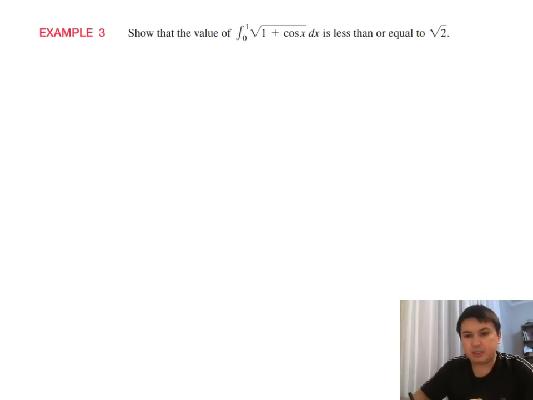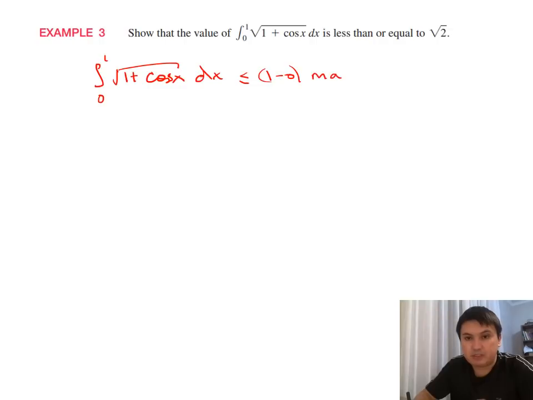Okay, another example. So we want to show that the integral of the square root of 1 plus cosine x from 0 to 1 is less than or equal to the square root of 2. Well, we have the max-min inequality. Let's recall it. The integral from 0 to 1 of the square root of 1 plus cos x dx is less than or equal to b minus a, which is 1 minus 0, times the maximum of the square root of 1 plus cos x, right? The maximum of the integrand.